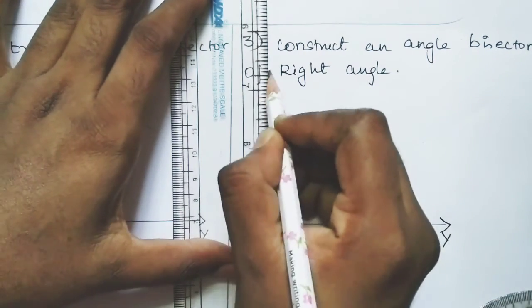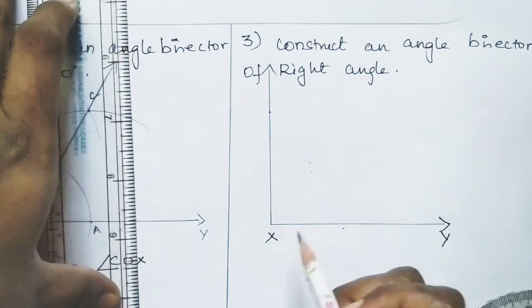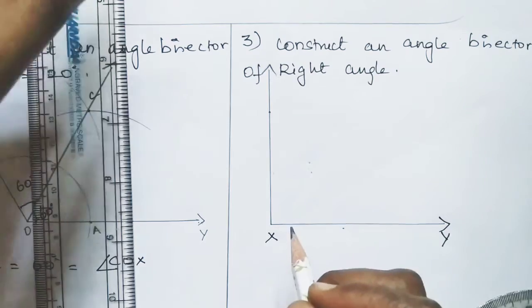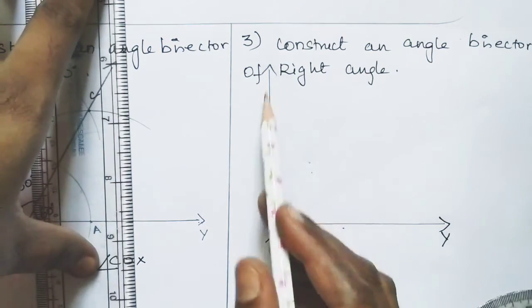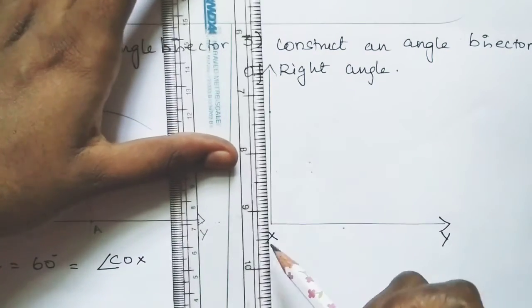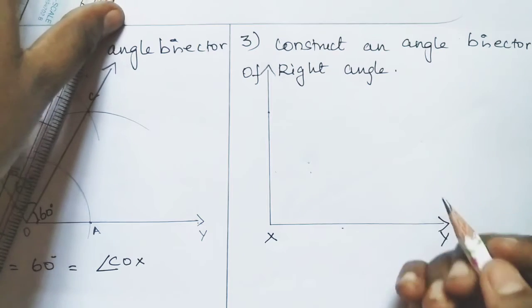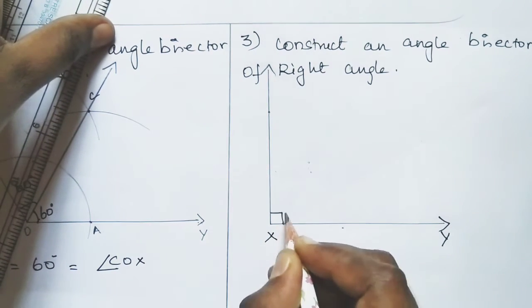To draw right angle always use protractor, children. You draw a ray like this for the right angle, but don't draw the right angle by using scale alone. Use protractor to mark 90 degree. Okay, now we got the right angle 90 degree.